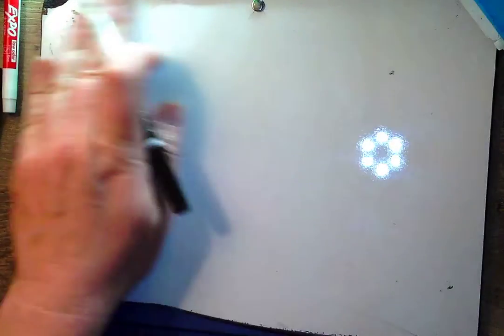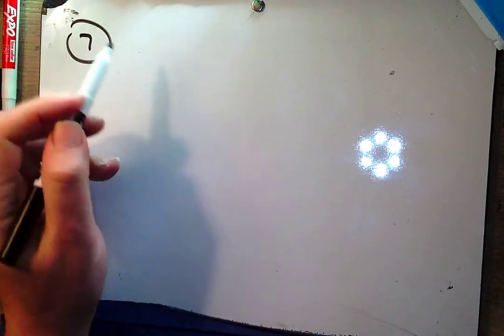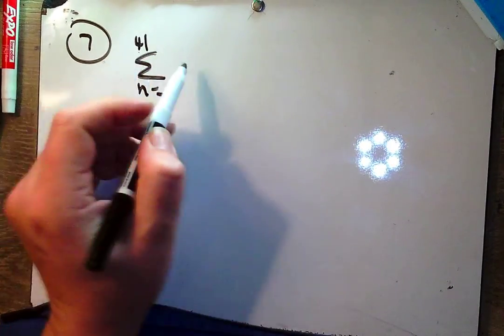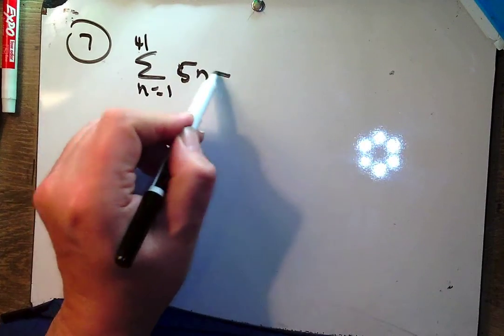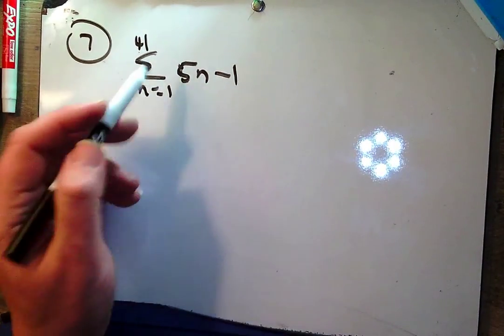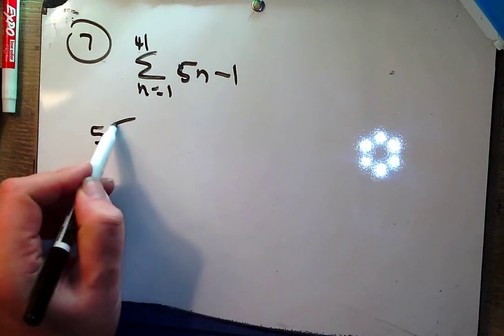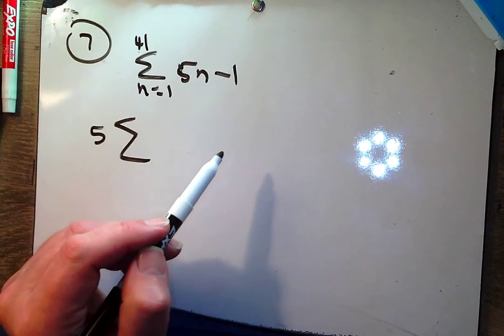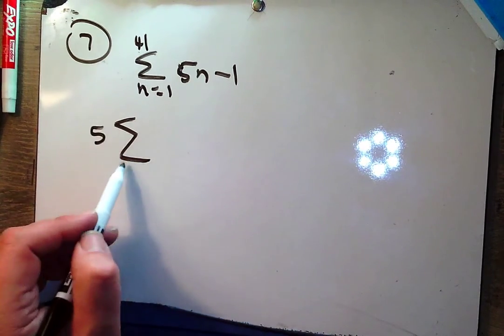Number 7. Find the sum in each case. The sum from n equals 1 to 41 of 5n minus 1. Well, it's sort of set up for me to use sigma shortcuts, though this is arithmetic, so you could use the sum of an arithmetic sequence formula. Maybe we should do both.